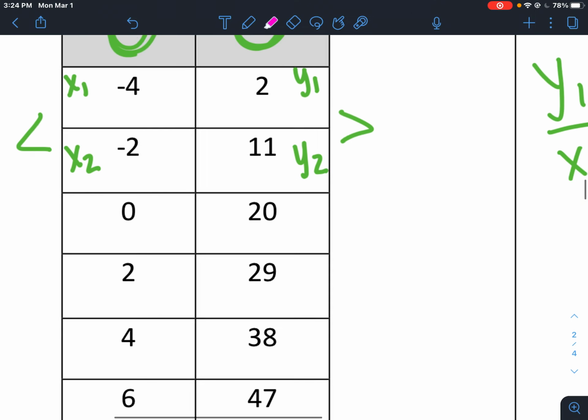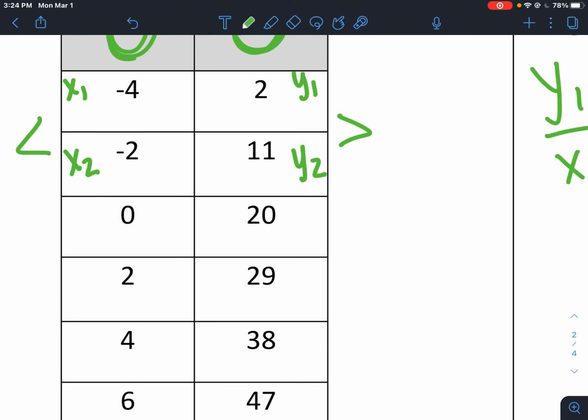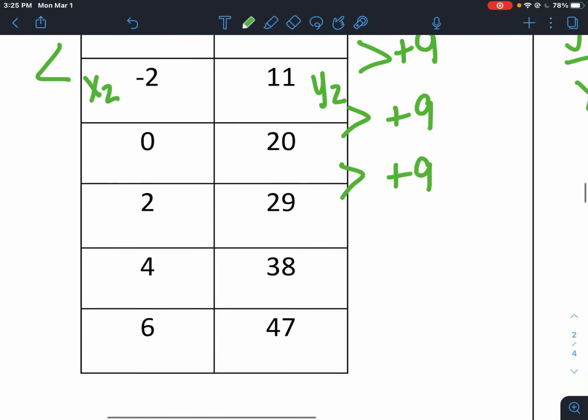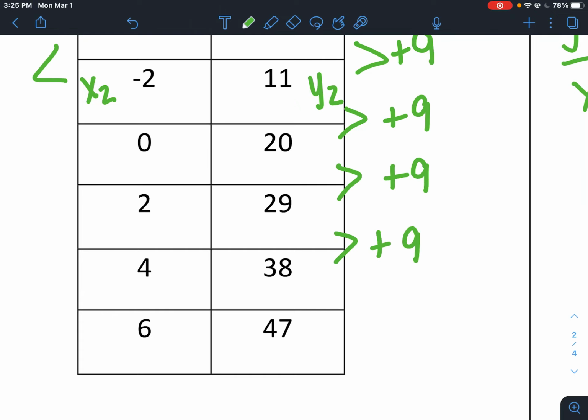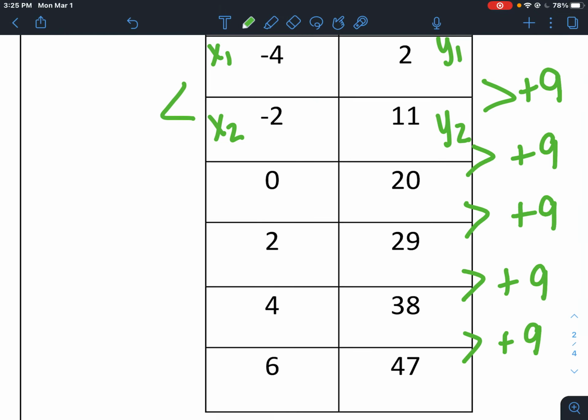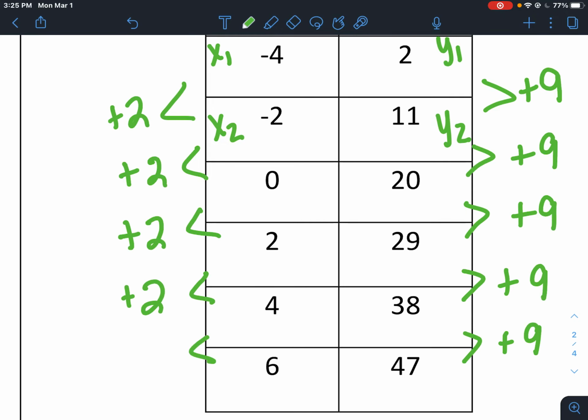If I wanted to use the chart, from 9 to 11, I went plus 2... 11 to 20 plus 9. 20 to 29 plus 9. Plus 9 and plus 9. Negative 4 to negative 2, I went plus 2. Negative 2 to 0 plus 2. 0 to 2 plus 2. Plus 2 and plus 2.